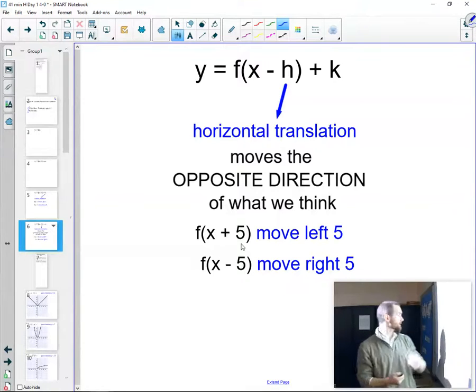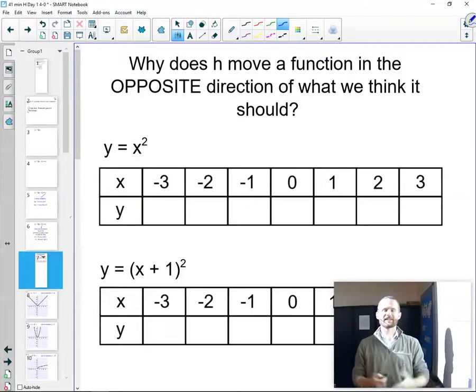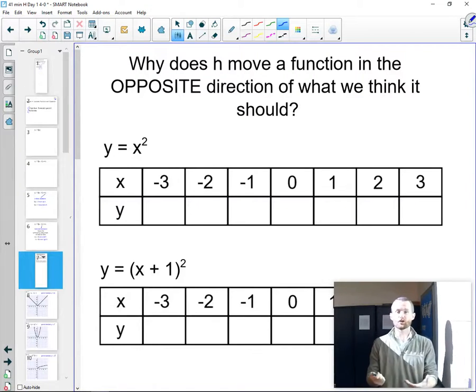It doesn't make any sense. Well, the short answer is it just kind of works that way. But I'm not satisfied with that answer. So let's dig a little bit deeper and figure out, okay, why does h move a function in the opposite direction of what we think it should?